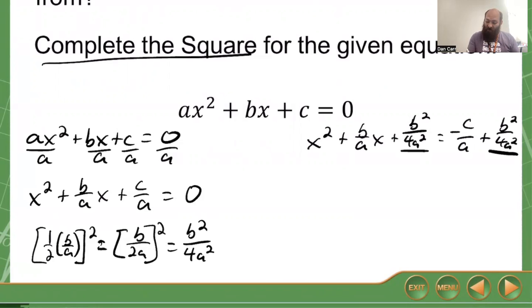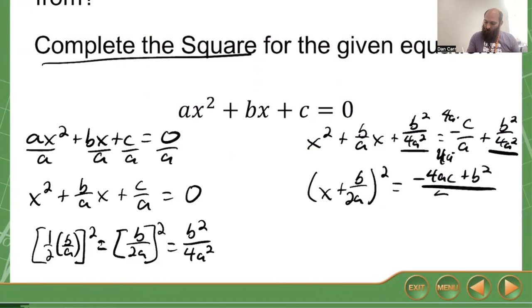On the left side, I can do my factoring now. This is going to turn into x plus b over 2a, squared. And on the right side, I want to put that together as one fraction. To get there, I need to multiply the negative c over a by 4a over 4a to have a common denominator, so I'll have 4a times negative c. So we have negative 4ac plus b squared all over 4a squared.